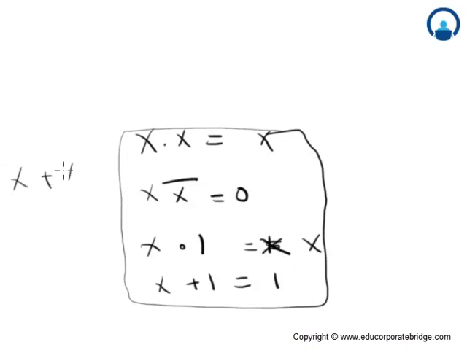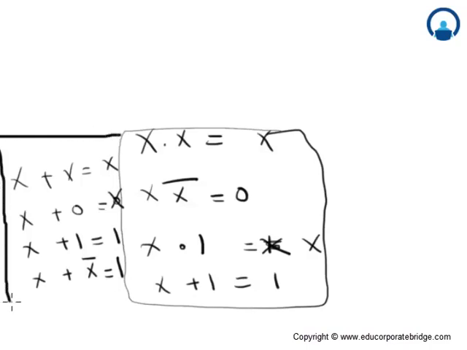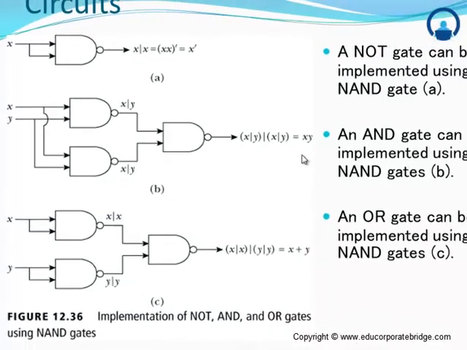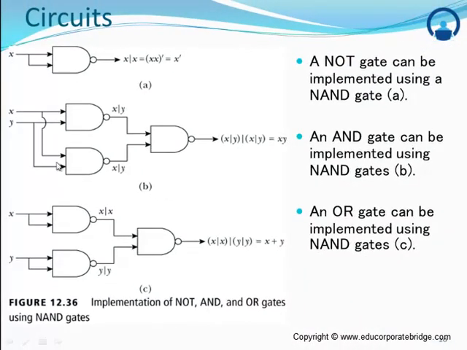Similarly, x plus x gives x, x plus 0 gives x, x plus 1 gives 1, and x plus x bar gives 1. These are the basic digital binary boolean operations. These are something which we need to remember, and these are of course very important while performing the boolean expressions. So let's see why these gates are called universal gates.